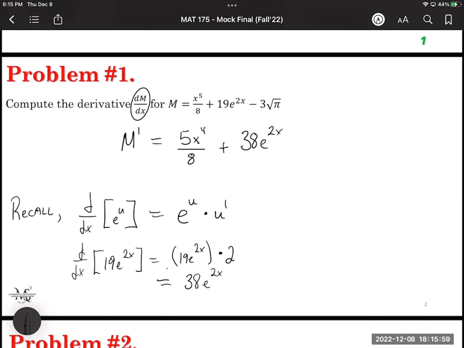And then lastly, the derivative of negative 3 times the square root of pi. What would that be? Yeah, that's right, Miss Chin. It's going to be 0 because the derivative of any constant is always 0. You could just include it, say that the derivative is minus 0, so that your professor can see that you take the derivative of a constant correctly. And now you briefly simplify it, removing the minus 0. So the final answer should be 5x to the 4th over 8 plus 38e to the power of 2x.